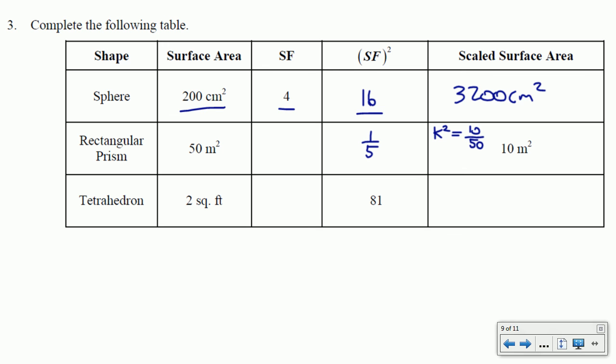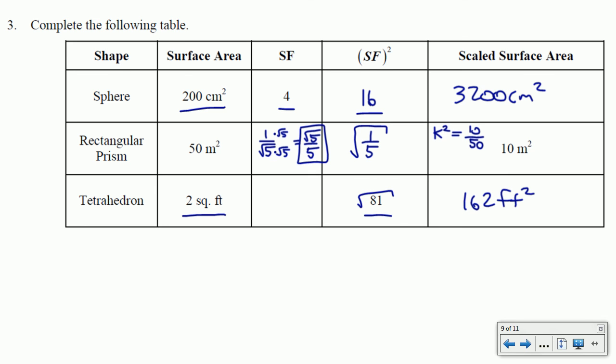We can determine the scale factor by square rooting this number, or if you prefer square root 1 and square root 5, you could write that as 1 over root 5, or equivalently, if you multiply the top and bottom by root 5, that would end up being root 5 divided by 5. In this last row, we have a tetrahedron with a surface area of 2 square feet. Scale factor squared is 81. We can determine the scaled surface area by multiplying 2 by 81, which gives us 162 square feet. And we can determine the scale factor by square rooting this number, which gives us 9.